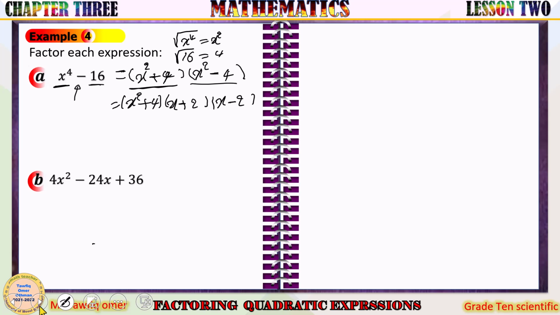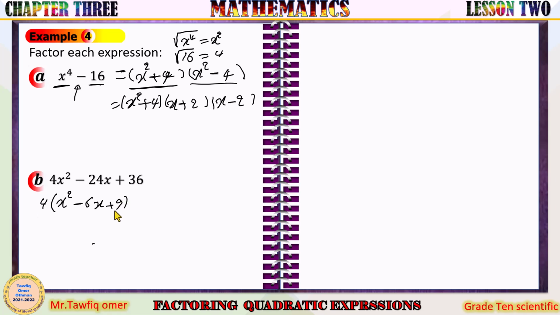And now for this one we have two ways to solve this expression. First of all, we can factor by taking the greatest common factor, which is 4, between them. Here 4x squared divided by 4 remains x squared, minus 24x divided by 4 is 6x, plus 36 divided by 4 is 9.